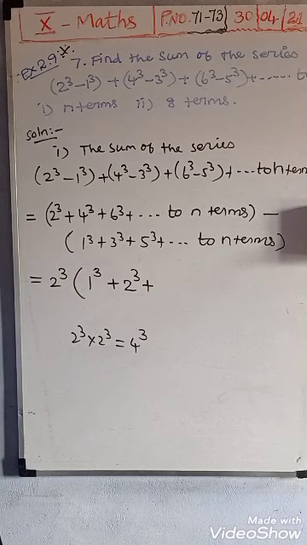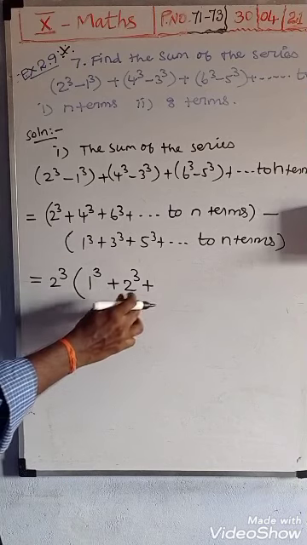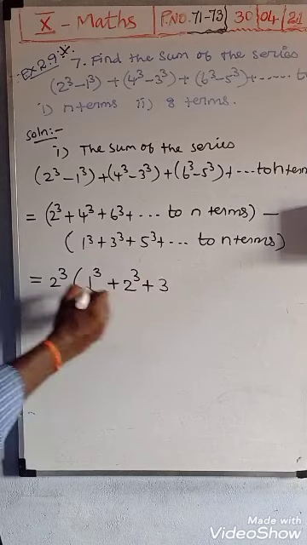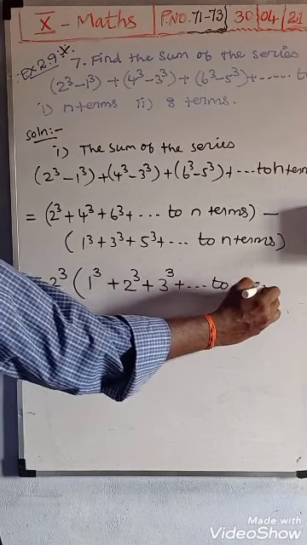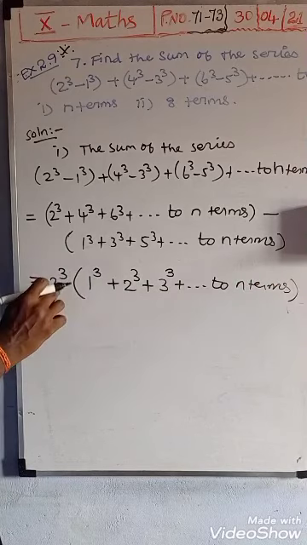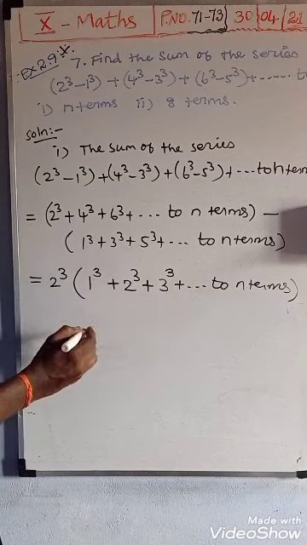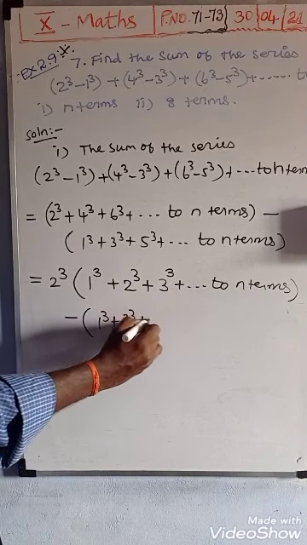So 4 cube. How many 2 cubes are there? 2 cubes are there. Okay. Then 1, 2 cube went outside, remaining 1, 2 cube. Next is 6 cube, means 2 cube inside, remaining 3. 2 3s are 6. So 6 cube plus up to n terms. So carefully you want to do. So 2 cube went outside, remaining 1 cube plus 2 cube plus 3 cube up to n terms. Minus of this we can write 1 cube plus 3 cube plus 5 cube.